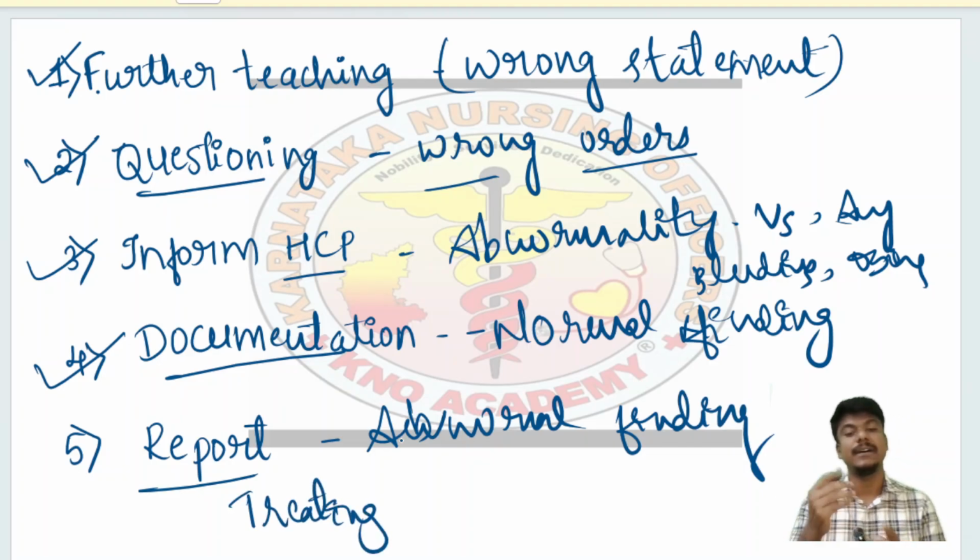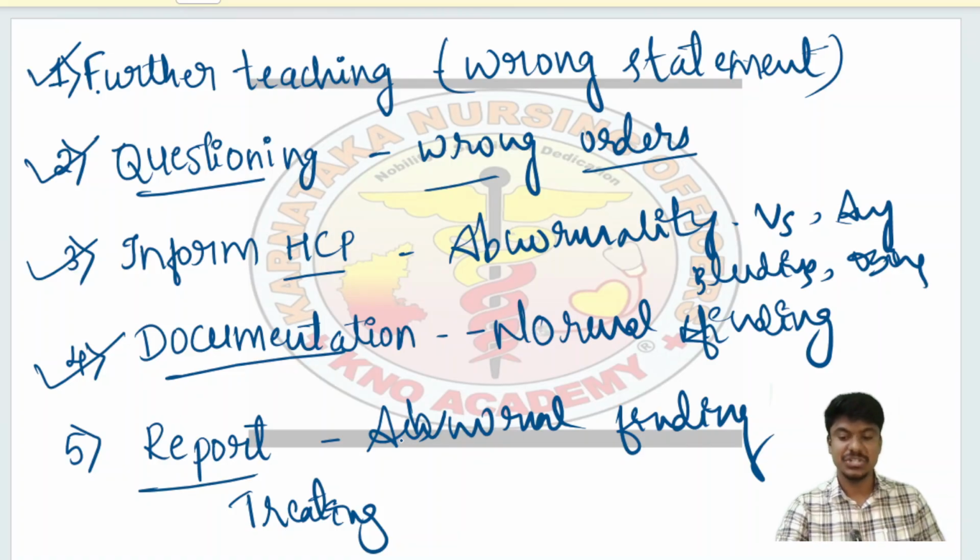These are all the five terms. You will encounter them when you attend the examination and solve the questions, so remember all five points. When a question is about further teaching, you should always choose the wrong statement in the options. When a questioning term comes, look for the wrong orders. When there is an abnormality, we have to inform the healthcare provider.